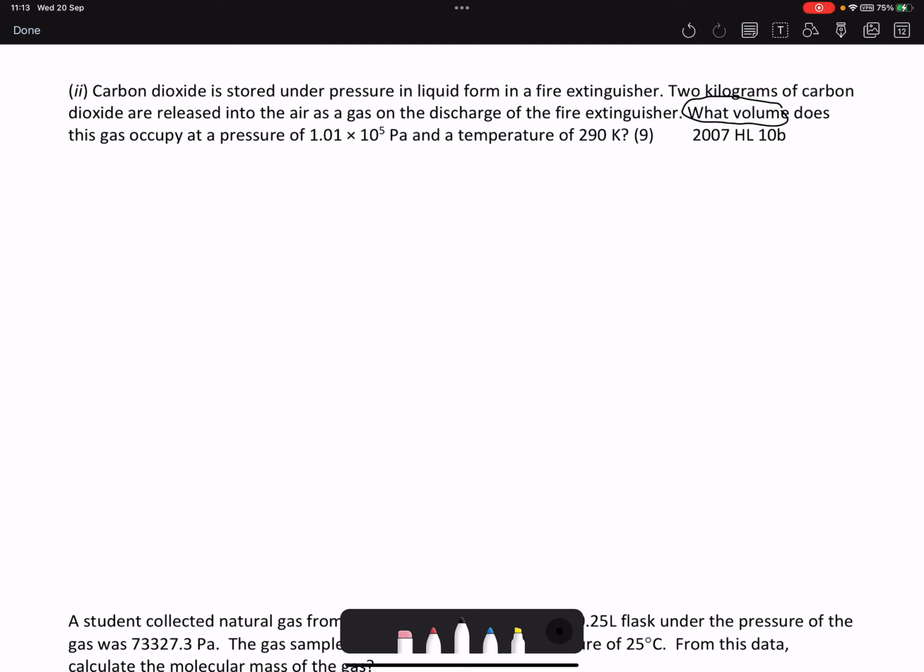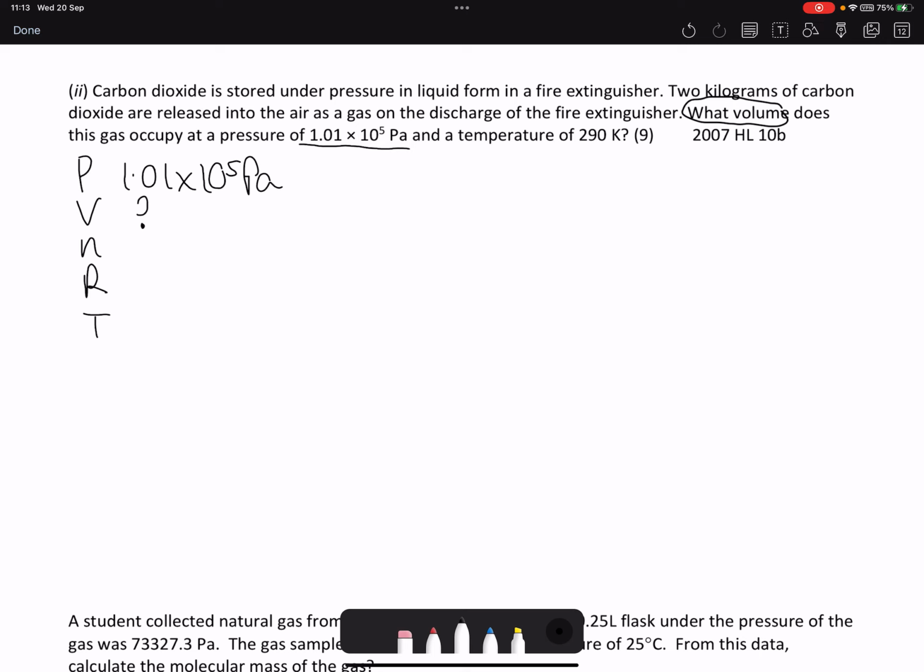So straight away, do I have P, V, T for one gas? No. Is there another gas here that has something missing? Yes. So that tells me I'm using PV = nRT. So we read our question to find out our information. Here is my pressure, 1.01 by 10 to the 5 pascals. My volume, we've worked out, is my question mark.